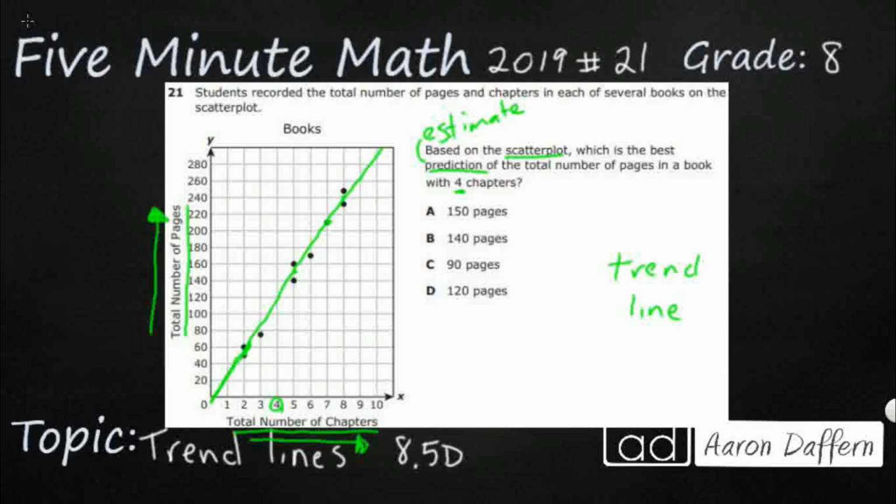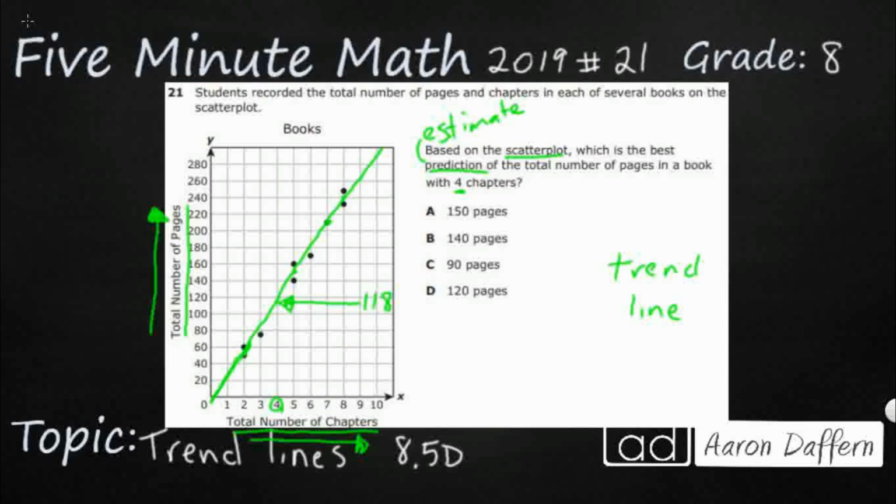All right, so 4, where does 4 look? 4 looks like I'm a little bit below 120, and so I might call that, well, let's call that 118. It'd be a guess. That's just where my line was. So let's see what my options are.